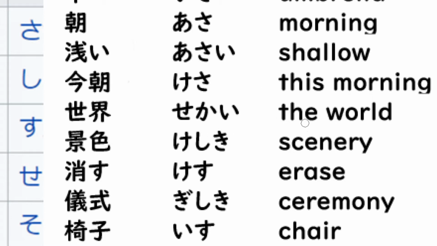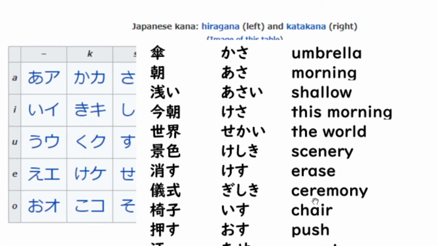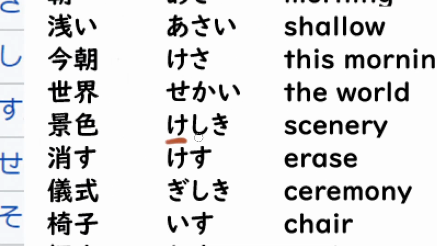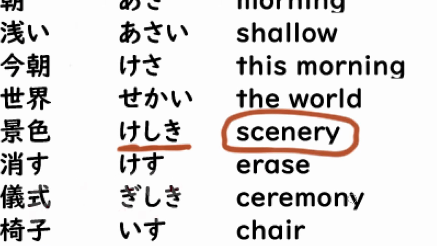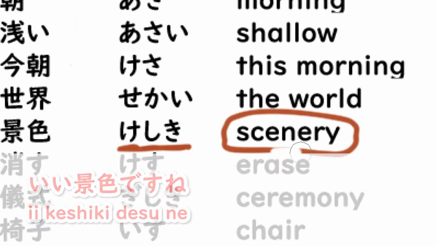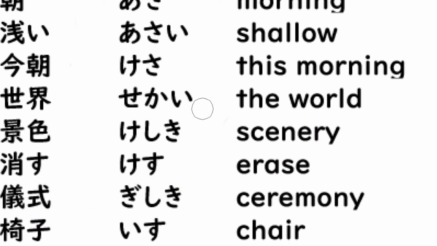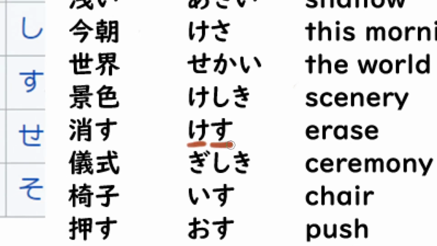So next we have sekai, which is the world. You'll hear this also very, very often. But moving on, we also have keshiki, and that's the scenery. So if you go on vacation or go up a mountain, you'd say, ii keshiki desu ne, like it's a very nice view or very nice scenery. It looks really great, from the top of the mountain looking down on the town or whatnot. Now we have kesu, which is to erase, and that just means erase.